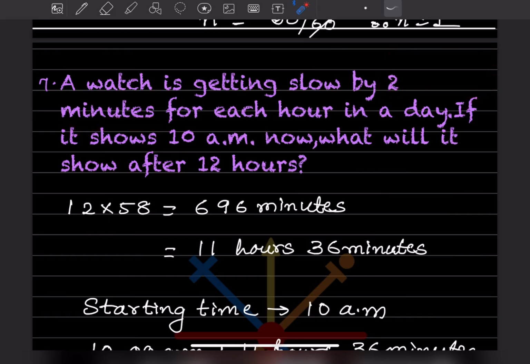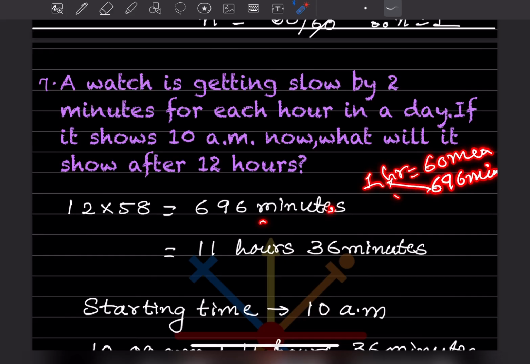So here, that is what it will show after 12 hours. So 12 into, this is going to be slow by 2 minutes, so we are going to consider it as 58. So when you multiply this into this, that is going to be 696 minutes. So 696 means that is going to be 11 hours and 36 minutes, because 1 hour is 60 minutes.